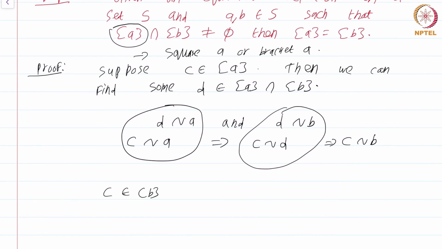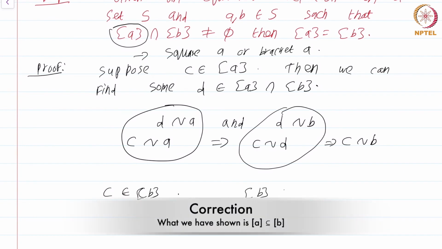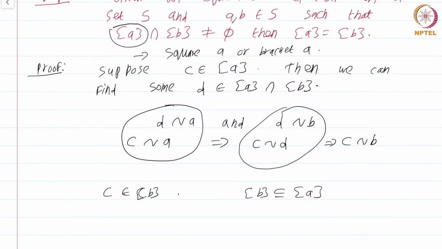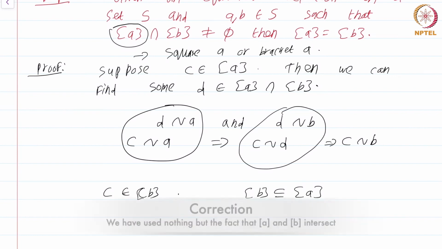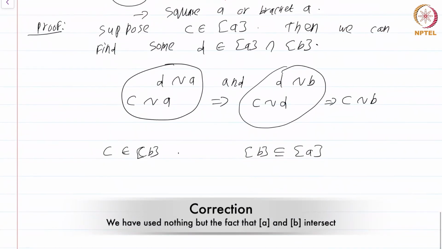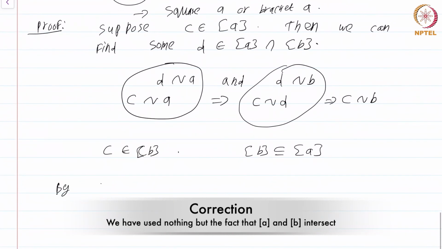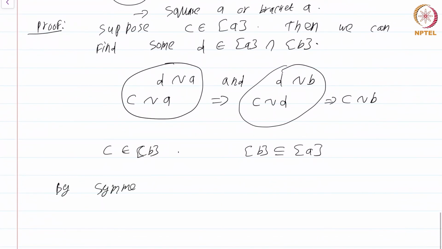Ultimately what we have shown is that the equivalence class of B is a subset of the equivalence class of A. But we have used no property of the equivalence classes of A and B other than the fact that they are not disjoint. So by symmetry, A is also a subset of B.